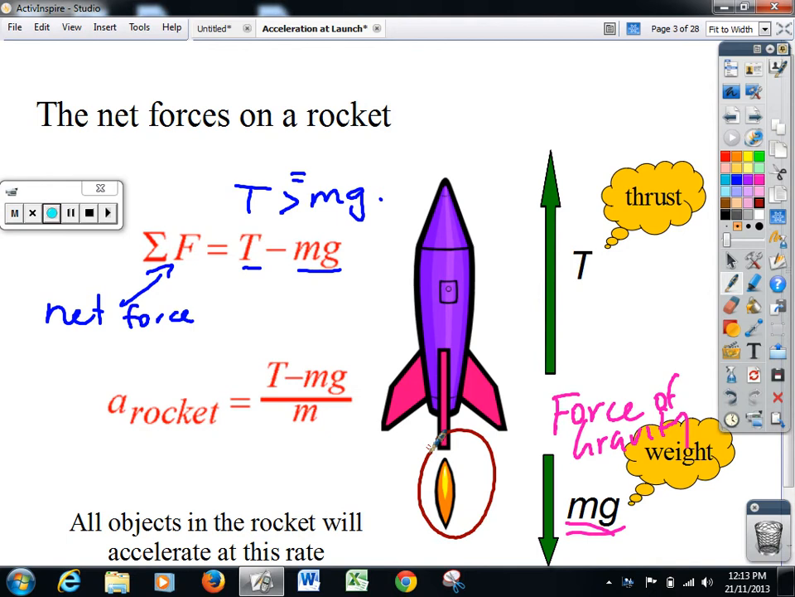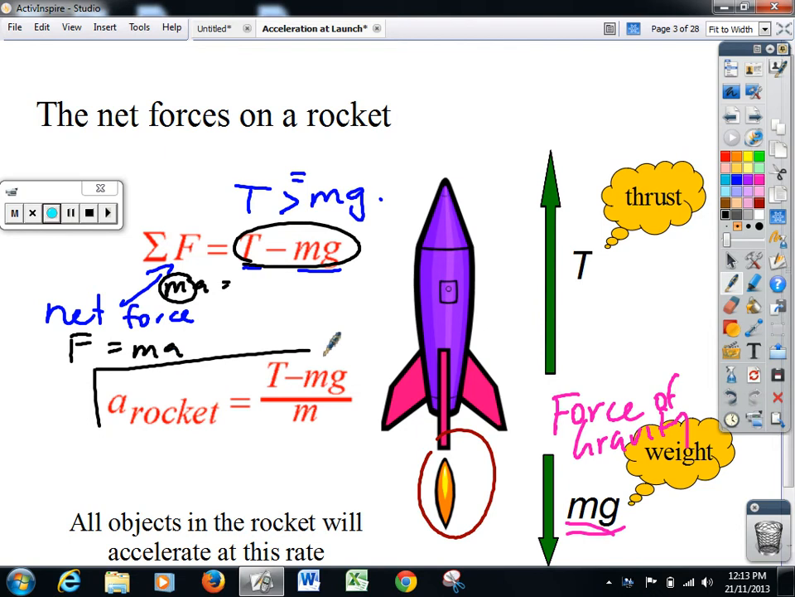start to accelerate. Now the net force, according to Newton's second law, is F equals ma, so this becomes ma equals this expression. So to find the acceleration, we simply need to divide by m. And so we are left with this equation here, which says the acceleration of a rocket is equal to the thrust minus mg, divided by m.